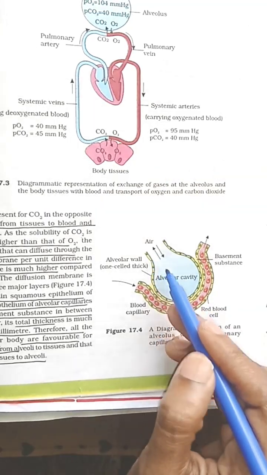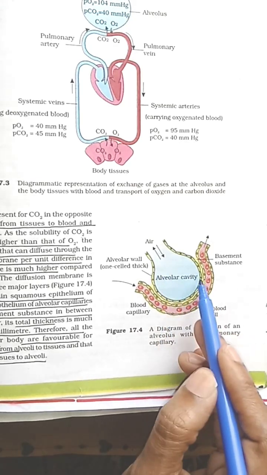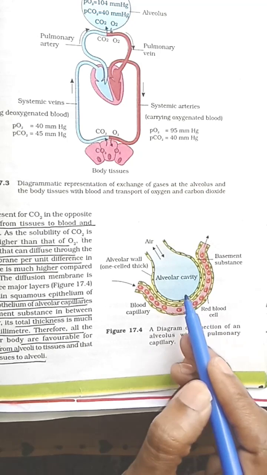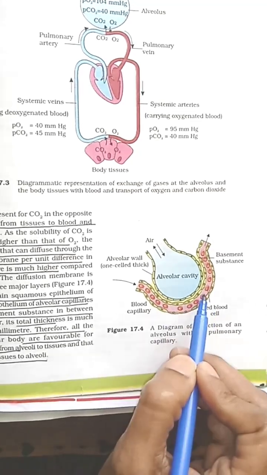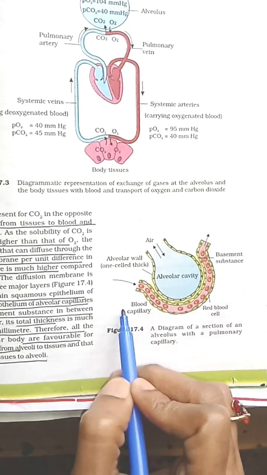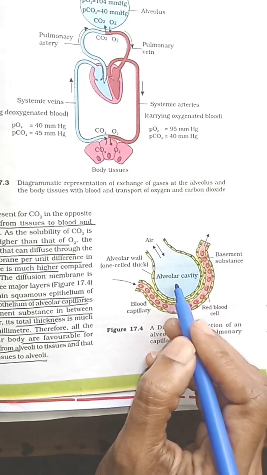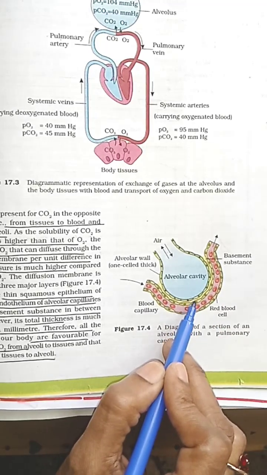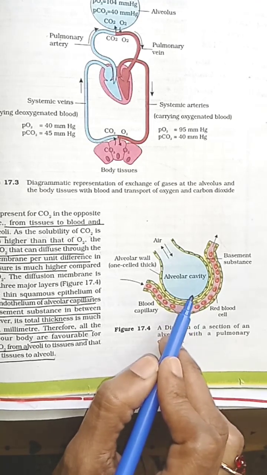When we breathe in, air enters the lung. Inside the lung, air enters the alveoli. In the alveolar cavity, oxygen and carbon dioxide gases are exchanged. Oxygen from the alveoli enters the blood vessel, and carbon dioxide, which is carried from different tissues of the body, is given to the alveoli. The membranes which the oxygen and the carbon dioxide have to cross is called the diffusion membrane.